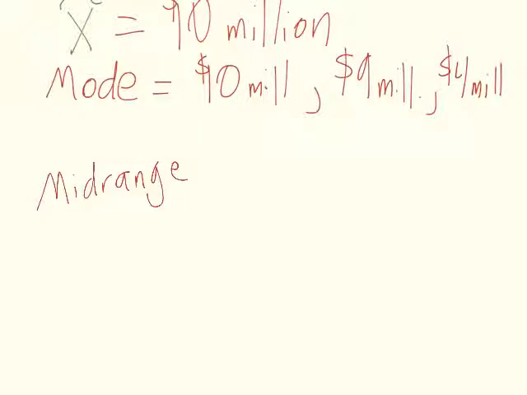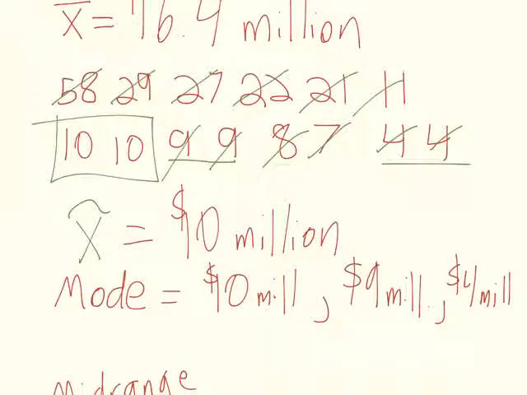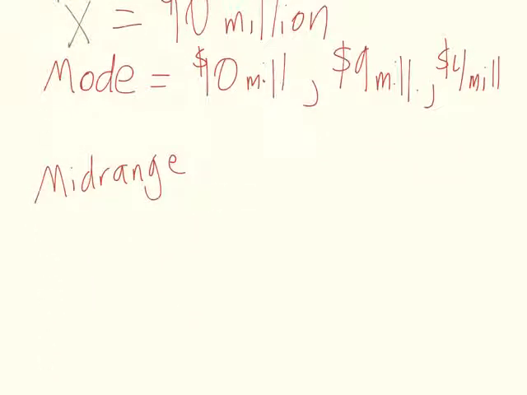All right, so to do the mid-range, we've got to go back and find the largest and the smallest, which is 58 and 4. That's the maximum value and the minimum value. So 58 minus 4 divided by 2, okay?